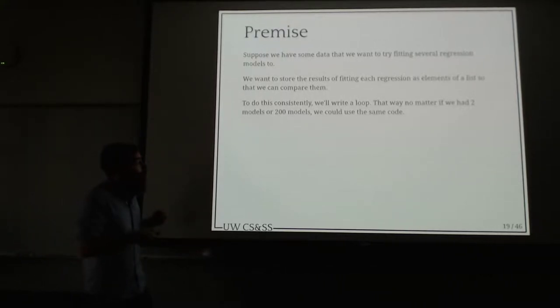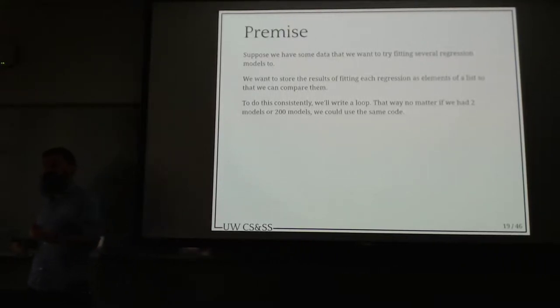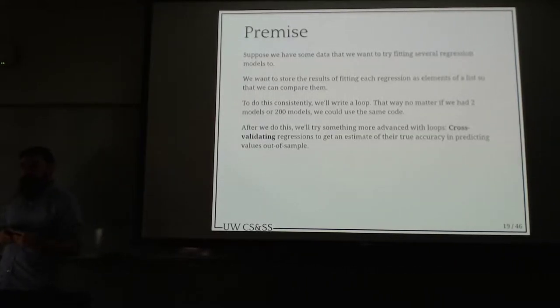The idea there is that if we had only two models, this code would work. If we scaled it up and had 200 different regression models, we would use the exact same code to fit all of those models. It doesn't matter. Loops tend to scale. They scale reasonably well. The limitation is generally your processing power and your RAM, but they scale generally pretty well. Okay. Then after we do this, we're going to do k-fold cross-validation to get an estimate of their actual predictive accuracy for out-of-sample predictions.